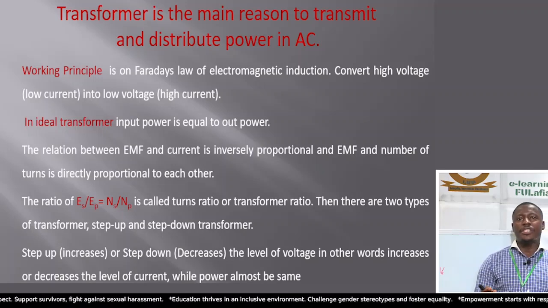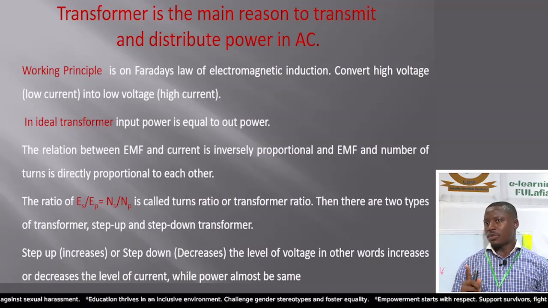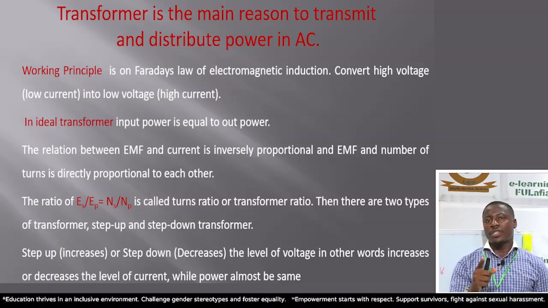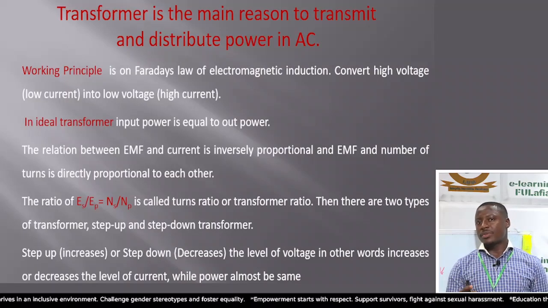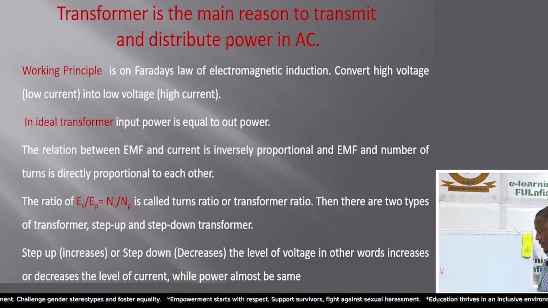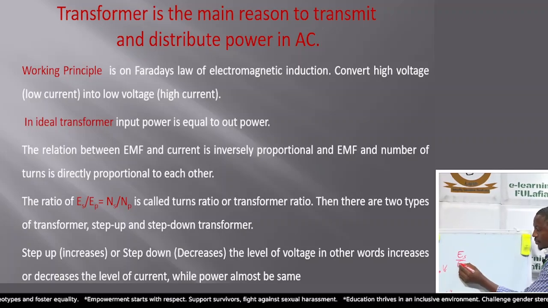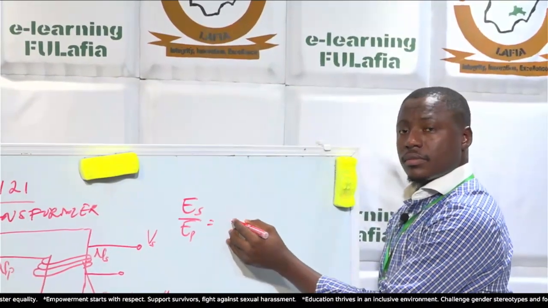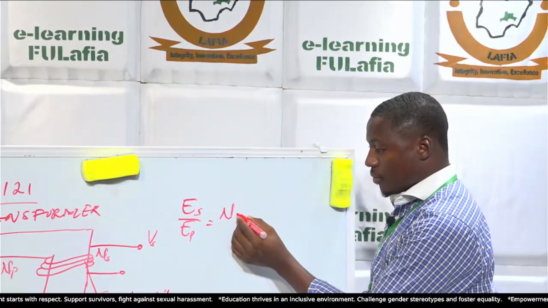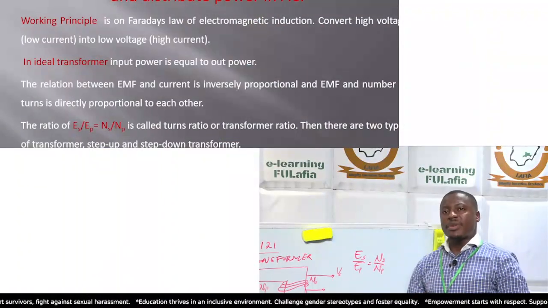Another thing is that the relationship between the electromotive force and the current is inversely proportional, and the number of turns is directly proportional to each other. What it means is that if you look at that equation over there, where you have ES, basically, this is what the statement means.